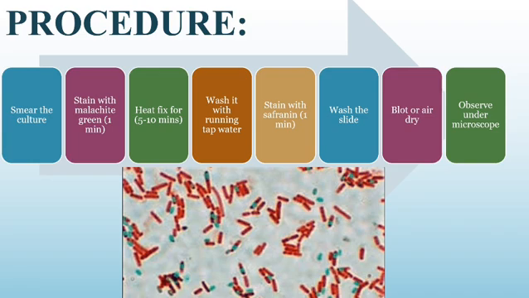Now the procedure for the endospore staining. Smear the culture on the slide. Make a thin smear for the even distribution of the microorganism. Now stain the culture with malachite green for 1 minute, which acts as your primary stain. Heat fix it for 5 to 10 minutes so that the stain gets absorbed by the endospore.